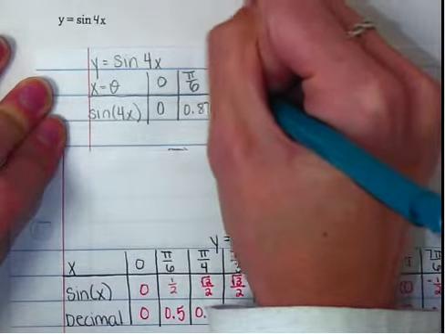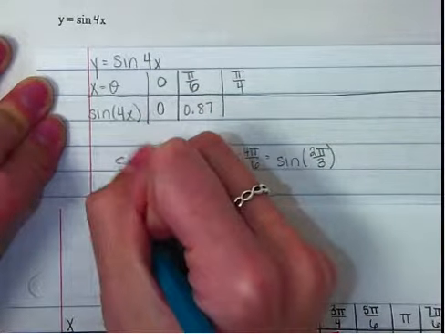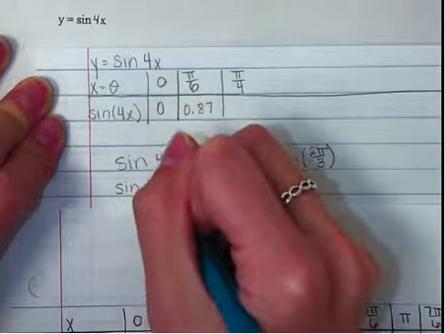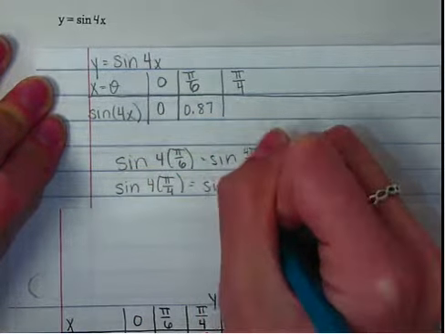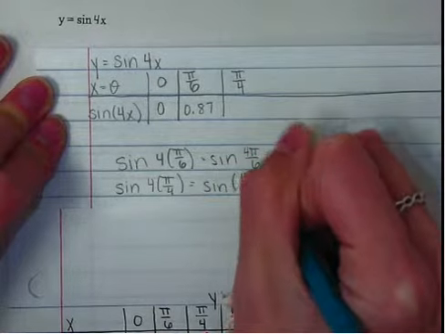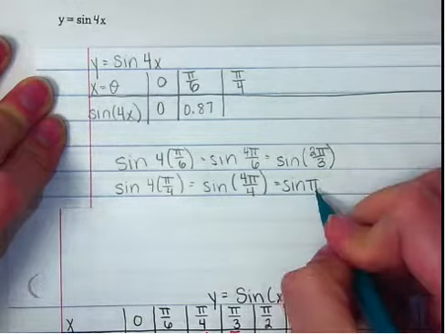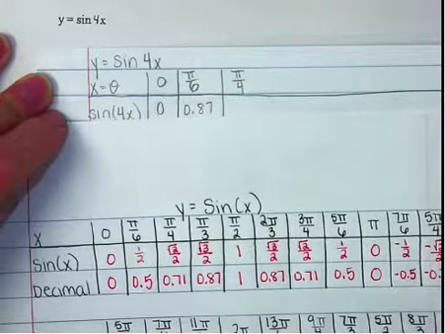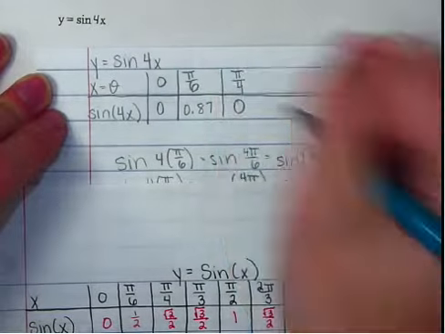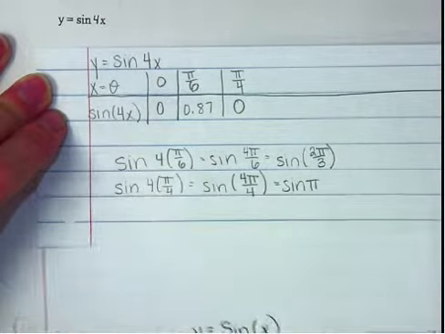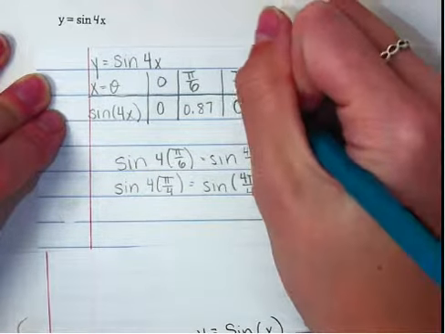The next value of theta is pi over 4. When I substitute, it's sine of 4 times pi over 4, or sine of 4 pi over 4, which is just sine of pi. And I know that sine of pi is 0. So the value of sine of 4x at pi over 4 is 0.